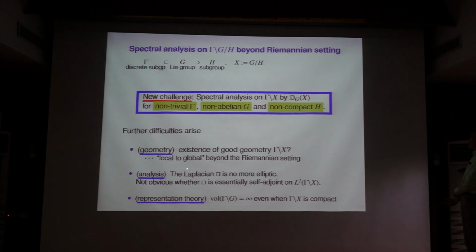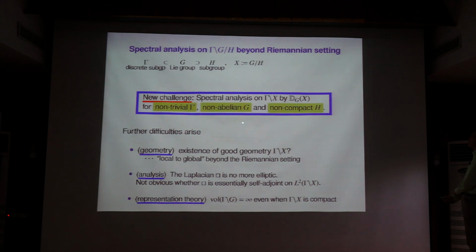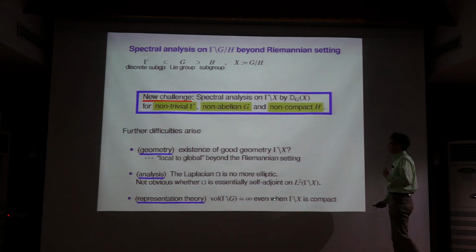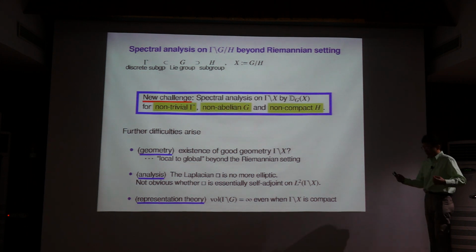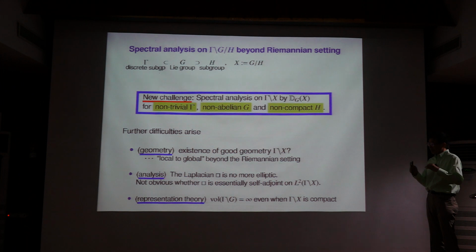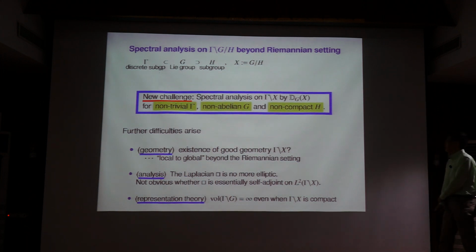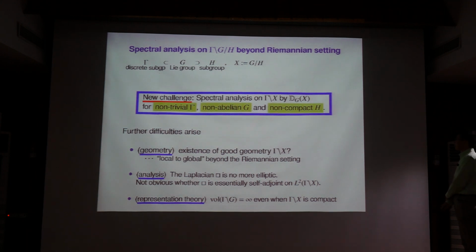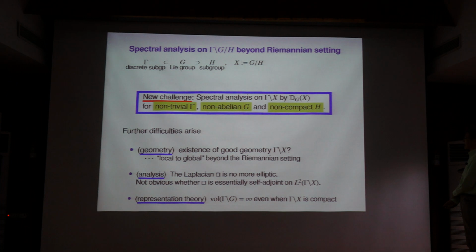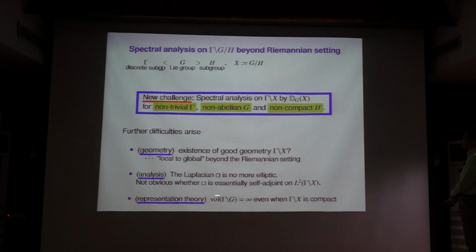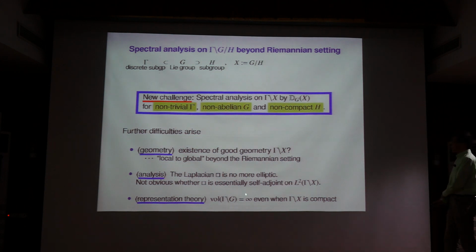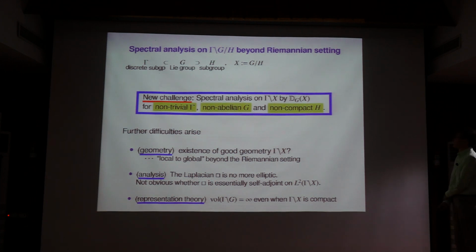And then for analytic questions, for example, the Laplacian in the non-Riemannian case is not elliptic. So it's not obvious whether the Laplacian has a self-adjoint extension or not. Namely, it's not obvious whether arbitrary functions can be decomposed into eigenspaces or not. Even such a basic question is non-trivial. And from the representation-theoretic viewpoint, if H is non-compact, then the volume of G mod Γ is always infinite if Γ acts properly discontinuously. So this means that the regular representation on G mod Γ is not well controlled. So this is another difficulty arising in these situations.